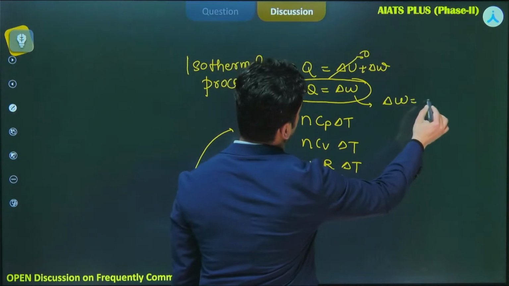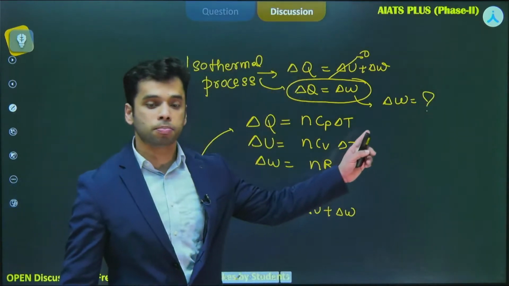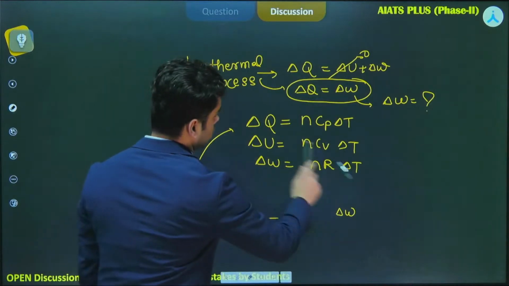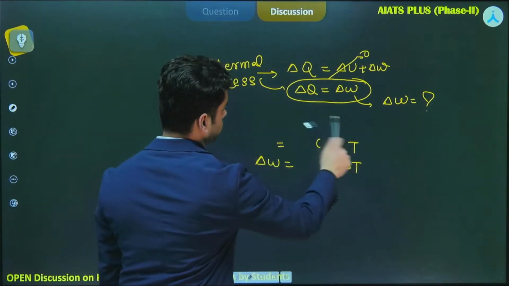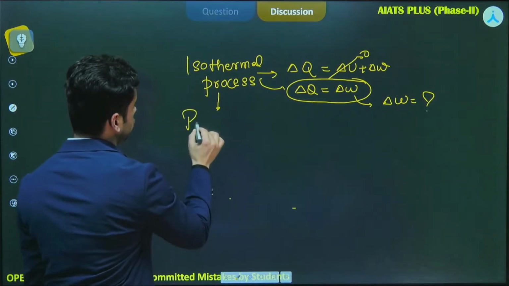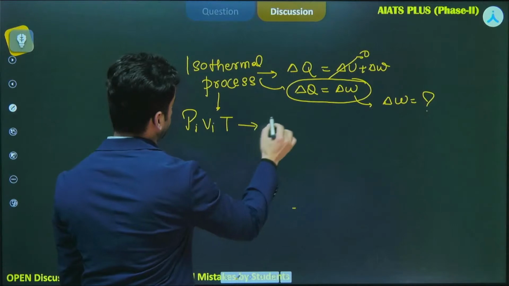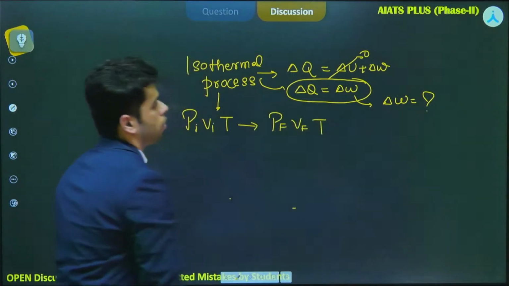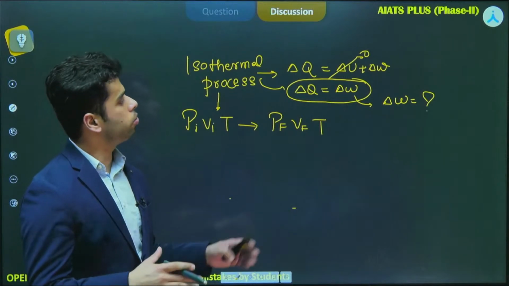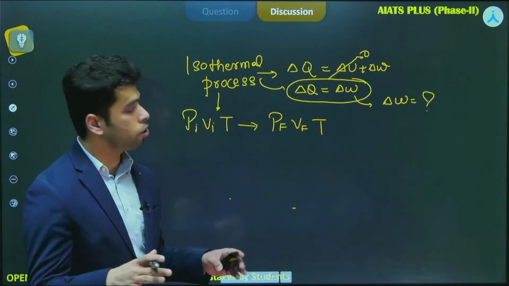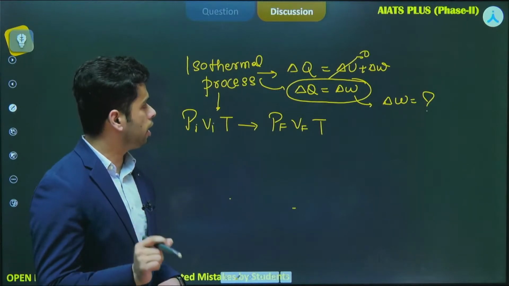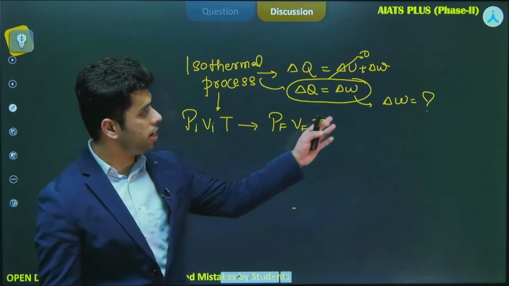Now, what should be the expression for delta W for the isothermal process? Can anyone give me the expression for work done in the isothermal process? If the state of an ideal gas changes from the initial state P initial, V initial, T to P final, V final, T, can anyone give me the answer? I am asking you the work done in the isothermal process, not the change in internal energy. Change in internal energy for the isothermal process is equal to 0. I am asking you delta W.